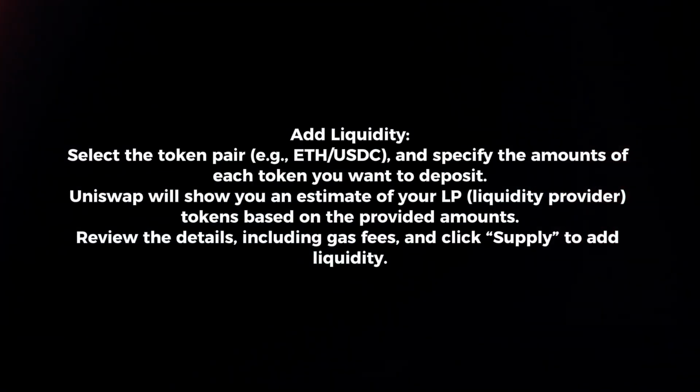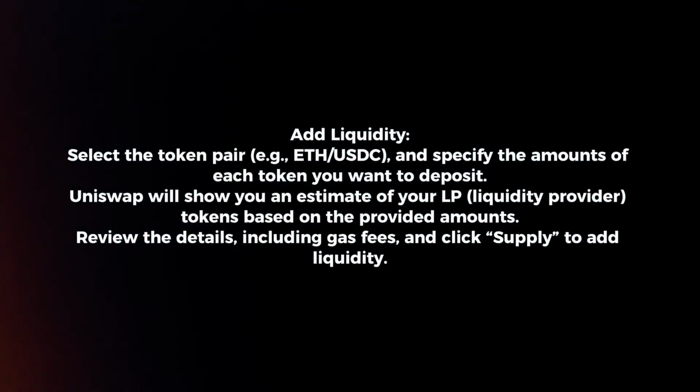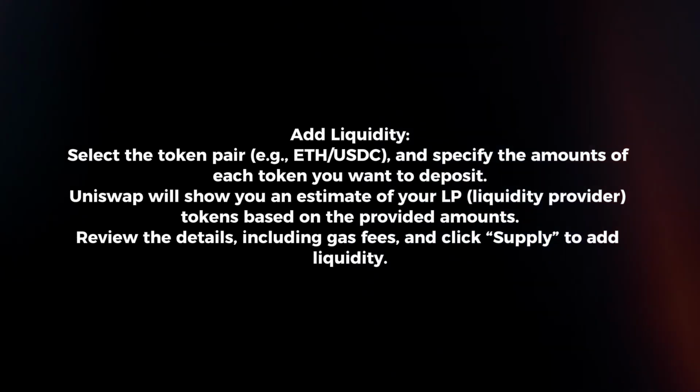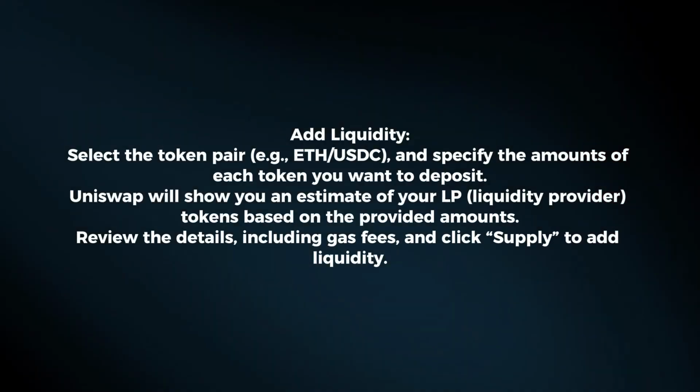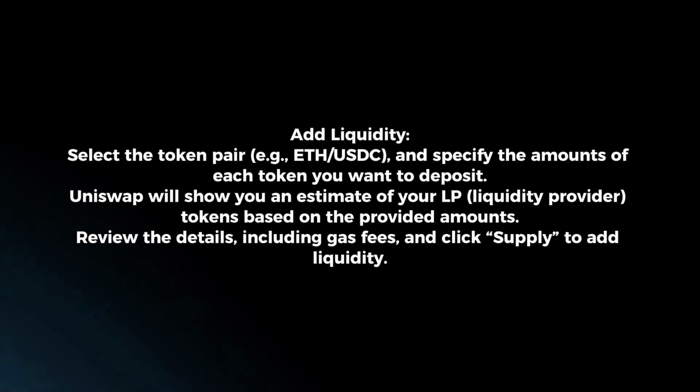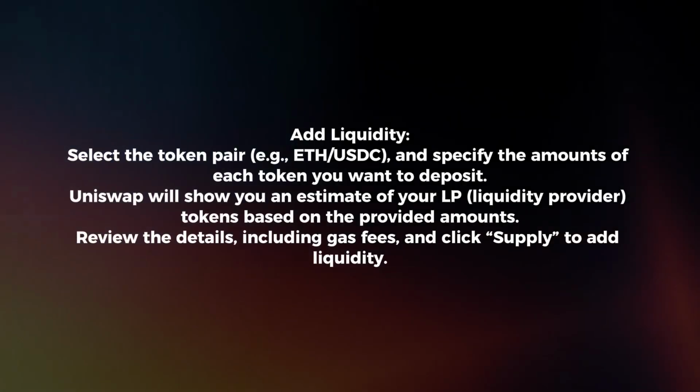Add liquidity. Select the token pair and specify the amounts of each token you want to deposit. Uniswap will show you an estimate of your LP tokens based on the provided amounts. Review the details, including gas fees, and click Supply to add liquidity.